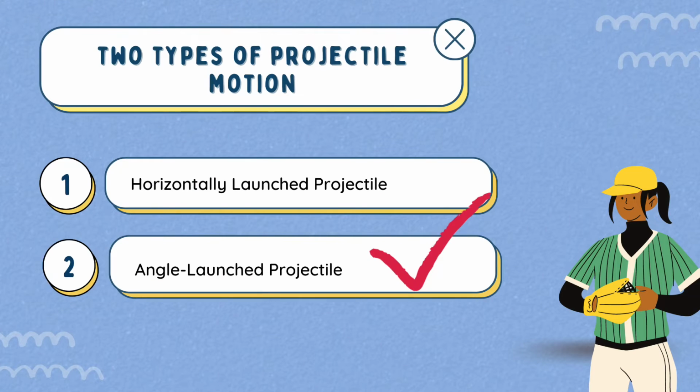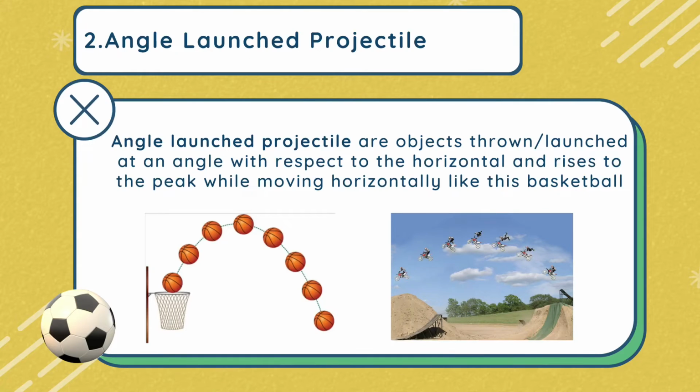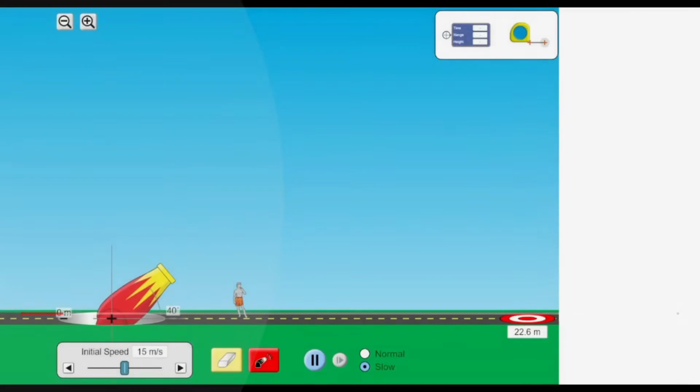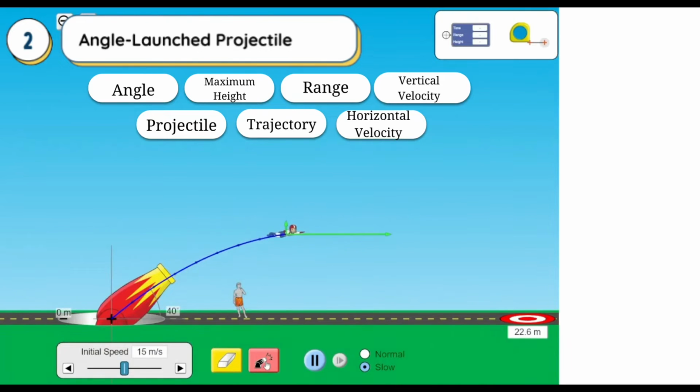The second type of projectile motion is the angle launch projectile. Angle launch projectiles are objects thrown or launched at an angle with respect to the horizontal and rise to the peak while moving horizontally, like this basketball and this motorcycle. Let's have angle launch projectile in a simulator.